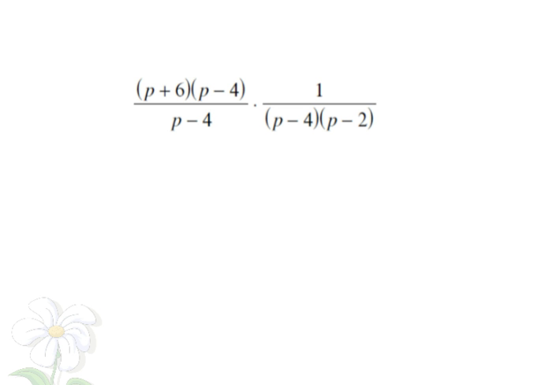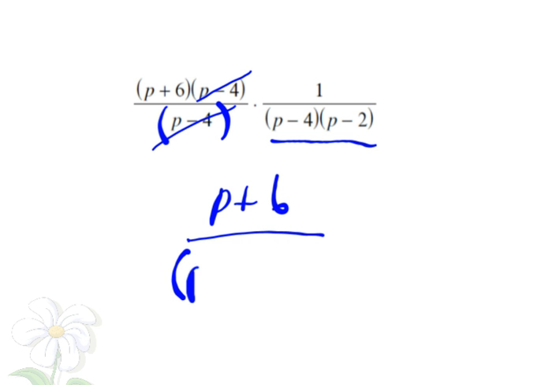Here's another example of when they've already been factored for you. You'll notice we have a p minus 4 on top, and we have a p minus 4 in 2 different places on the bottom. That p minus 4 only cancels with one of the p minus 4's. And then we have a p plus 6, but we don't have a p plus 6 on the bottom. So that is all we can factor. Even though there's all that stuff, that's the only thing that simplifies. So we have p plus 6 over p minus 4 times p minus 2.